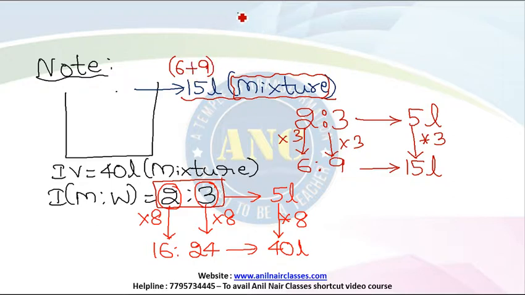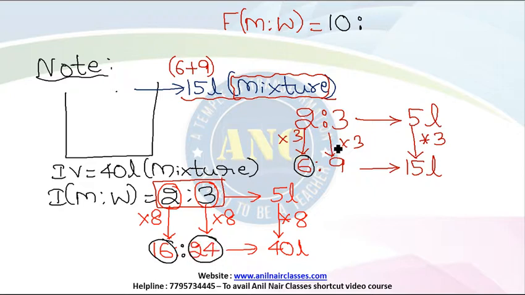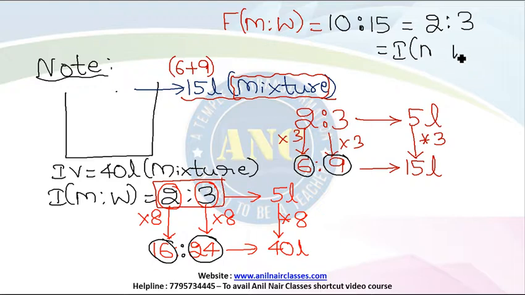Now suppose they are asking you to find the final ratio of milk and water. What should be the final ratio of milk and water? Initially 16 liters of milk was present. I am taking out 6 liters of milk, so the remaining is 10. Initially 24 liters of water was present. I am taking out 9 liters of water. 24 minus 9 is 15. 10 is to 15 is nothing but 2:3. 2:3 is equal to my initial ratio of milk and water.